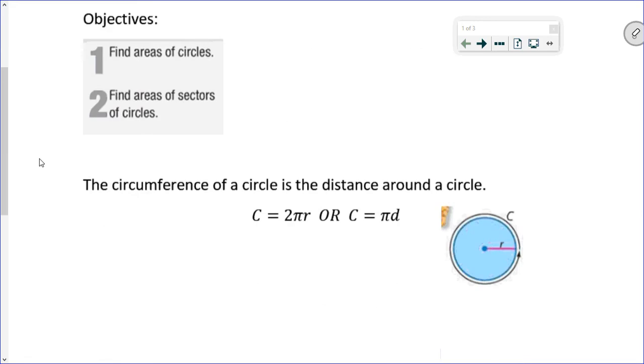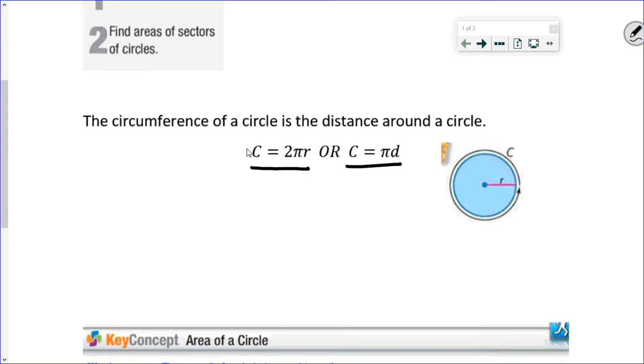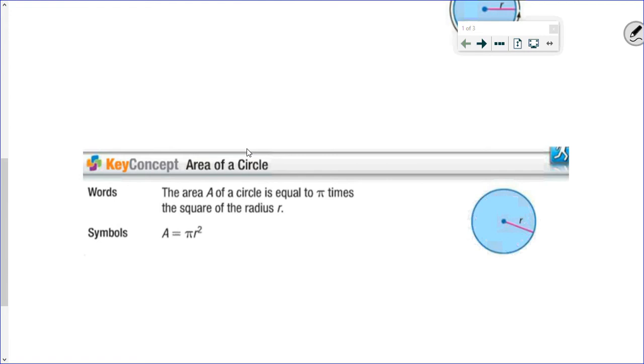Just a brief reminder, the circumference of a circle is the distance around the circle. Circumference C equals 2 pi r, or we can use pi times diameter. Either of those works, dependent on whether you're given a diameter or a radius. For the area of a circle, area A equals pi times the radius squared. A equals pi r squared.